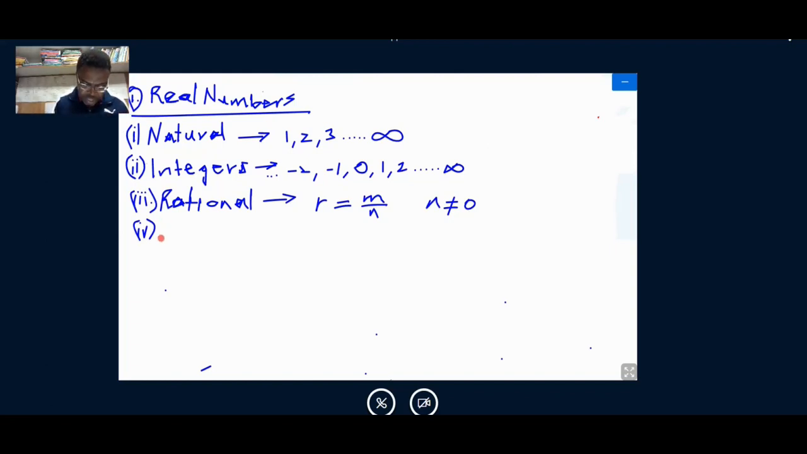So an irrational number. Irrational. I'm going to try and write steady. Irrational. Oh, when I write slow, it becomes clearer. So irrational numbers cannot be expressed as simple fractions.